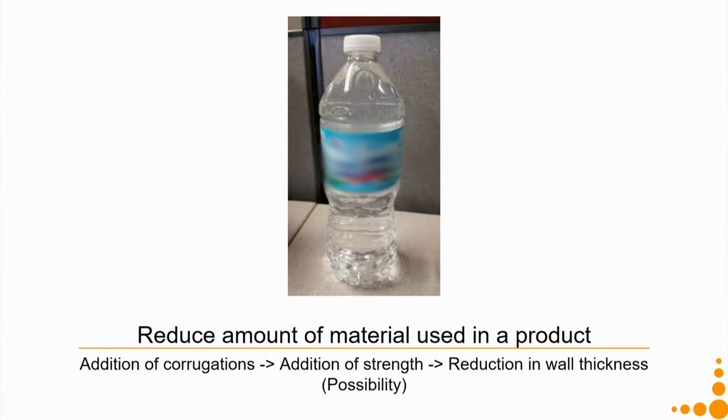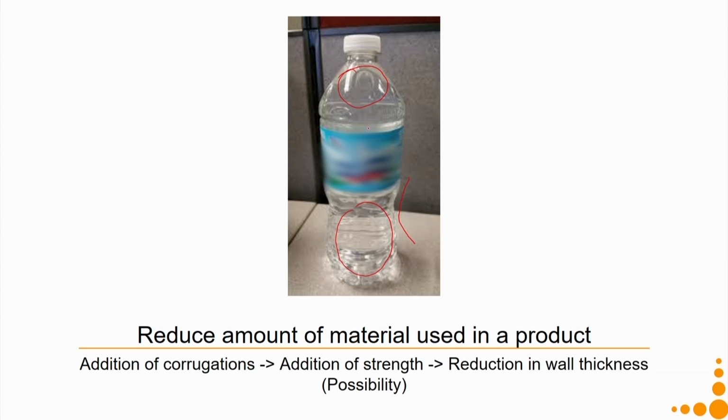One approach can be to reduce the amount of material used in this product. I can add additional corrugations to it. As a result, my bottle becomes stronger. All these shapes that you can see on the bottle, the parts coming in and going out on the form of the bottle, are the corrugations, and they are added to give strength. So, I can use a lesser thickness of the material to get the same level of strength.